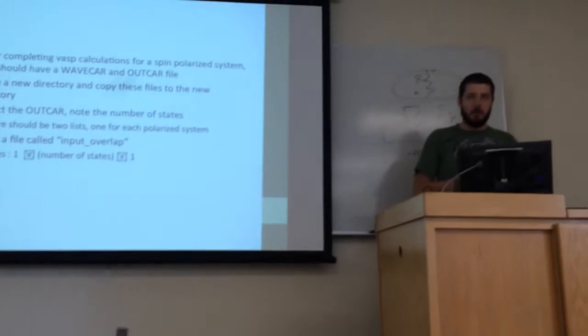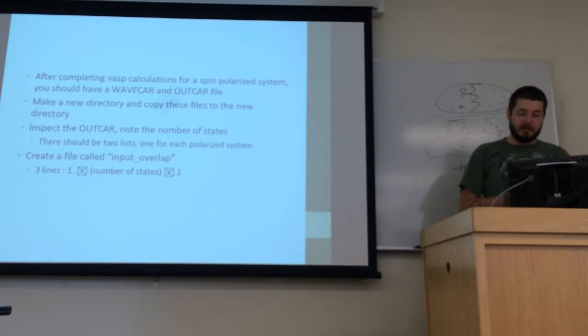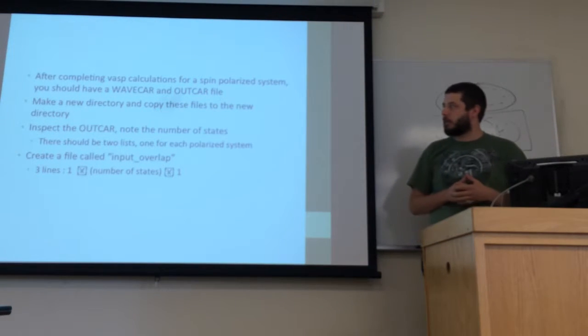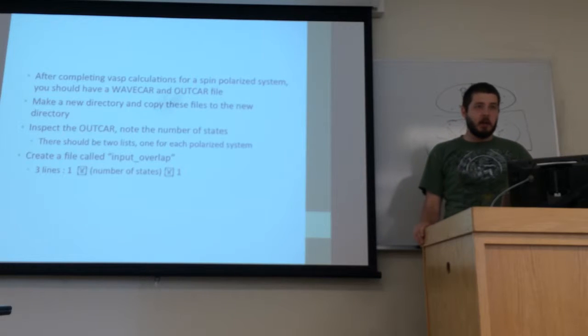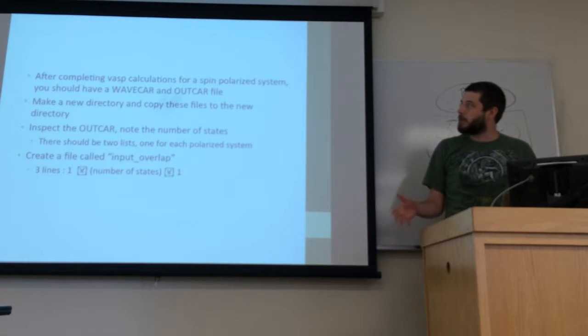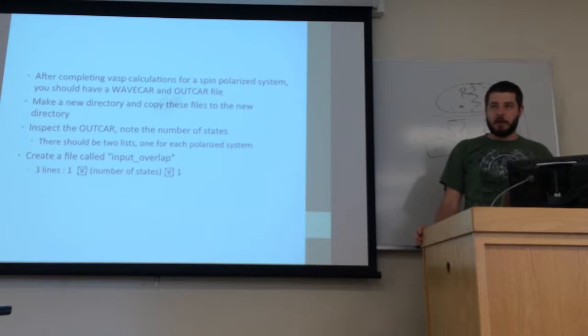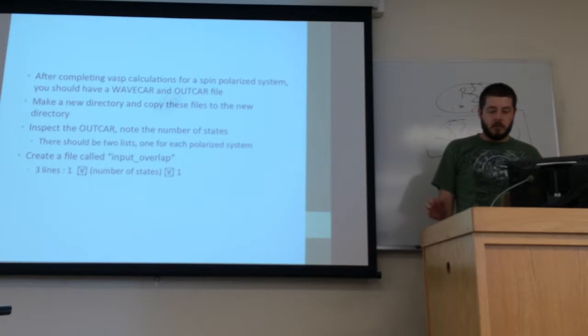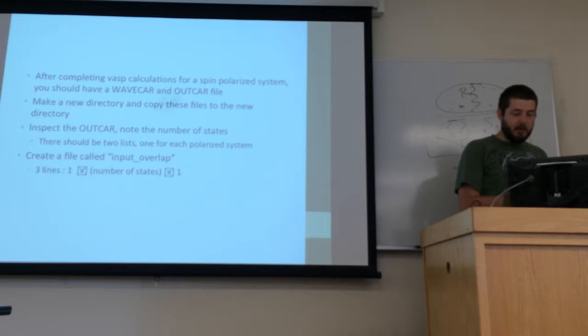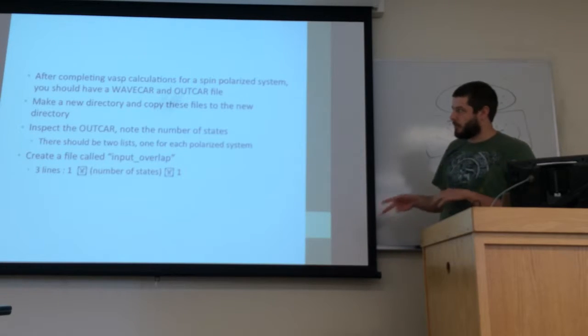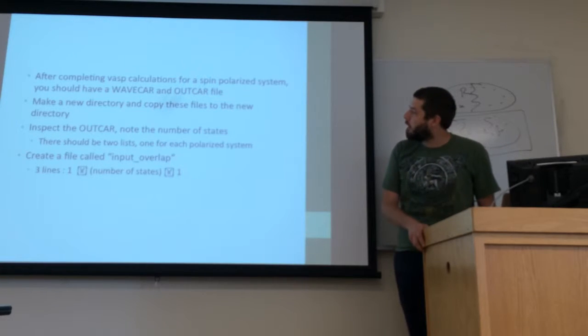So we're going to talk about how to make these spin-polarized spectra. After doing previous calculations, let's assume that you've already done the spin-polarized density of states. Remember, you have two different lists of states. You should also have a WAVECAR and an OUTCAR file. Again, it's helpful to make a new directory labeled with the model that you're working with, along with spectra, just to help organize things.